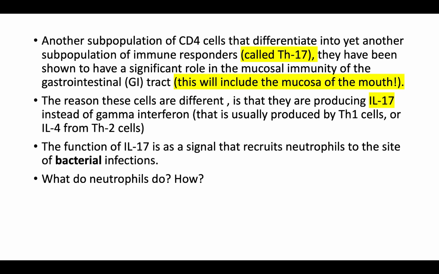Another subpopulation of the CD4, they are called the Th17. They have been shown to have a significant role in the mucosal immunity of the gastrointestinal tract. We said these are our gut lymphocytes. They are present from mouth to anus, all throughout the GI tract. And the reason these cells are different is because they are producing interleukin 17 instead of gamma interferon, and they recruit neutrophils to any site of bacterial invasion in the mucosa.